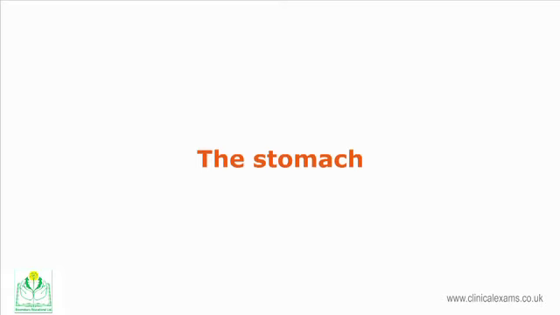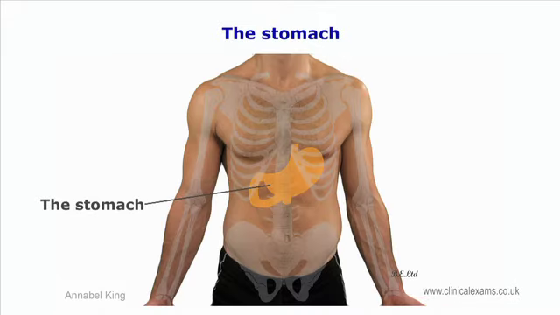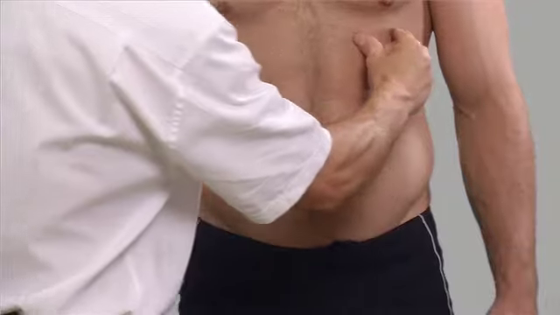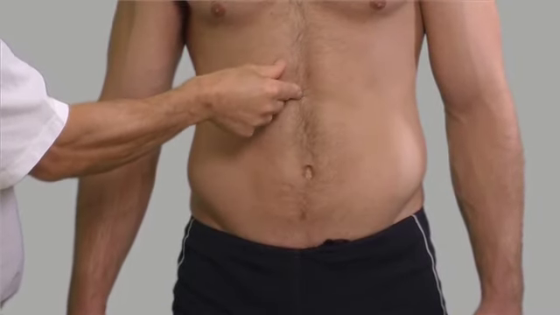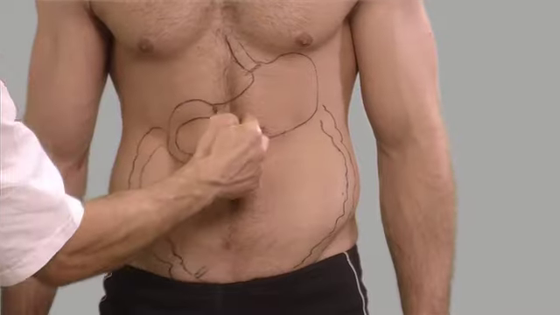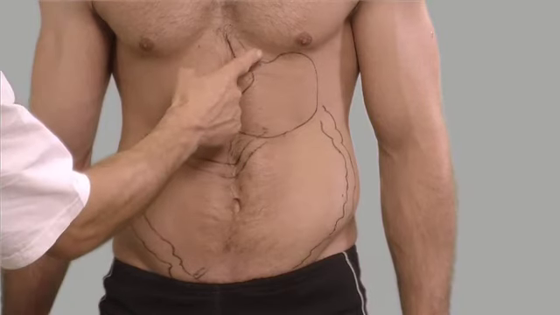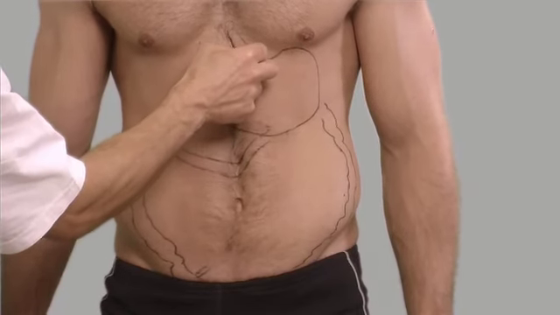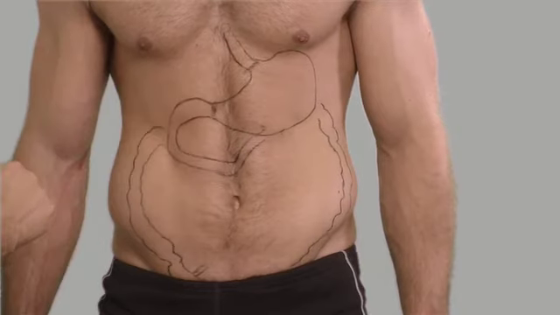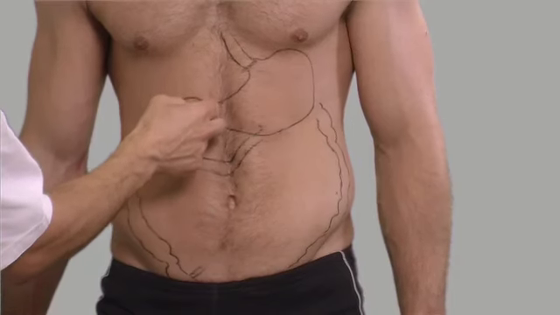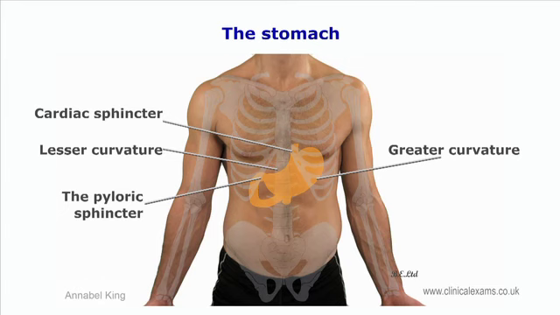The stomach. The stomach is not normally palpable unless significantly full, and in that case it will descend below the left costal margin. It's a J-shaped structure with its greater curvature convex to the left and the lesser curvature concave to the right. The cardiac sphincter is about 2.5 centimeters to the left of the sternum at the level of the 7th costal cartilage. The pyloric sphincter is about 1.5 centimeters to the right of the midline of the transpyloric plane.